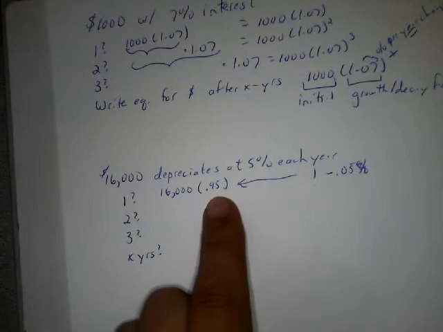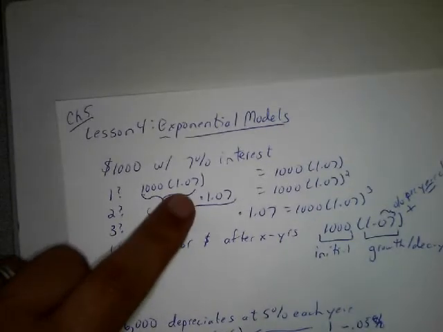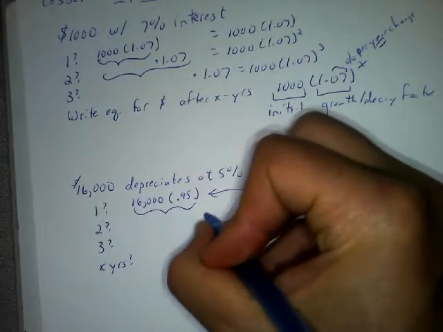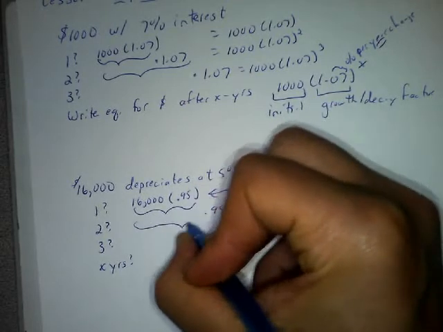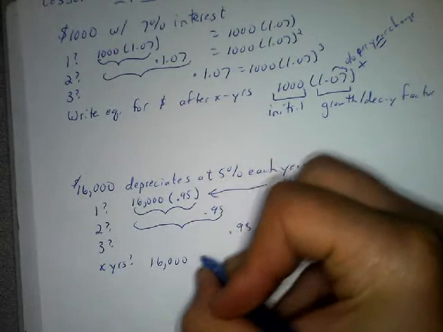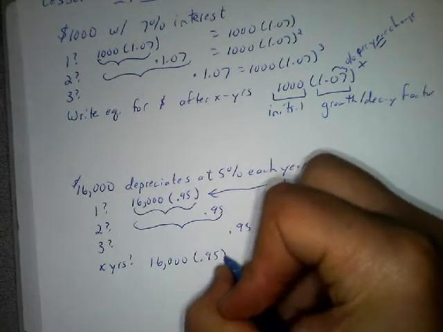That's 100% minus 0.05, whereas up here, it's 100% plus 0.07 because you're gaining. So therefore, you can see the pattern. This would be this times 0.95, and this times 0.95 again. So the equation would be 16,000 times 0.95 to the x.